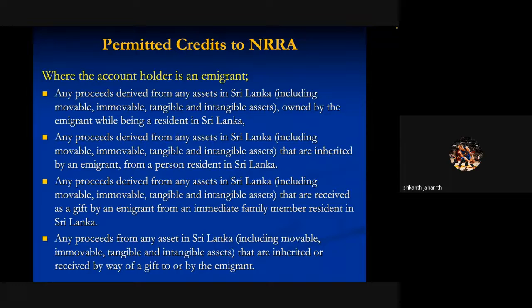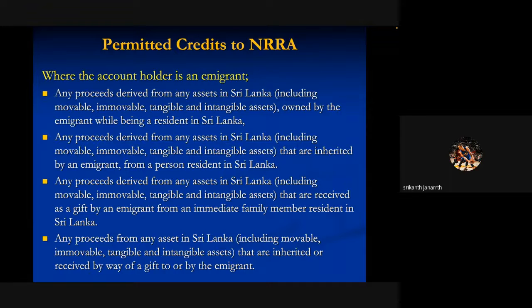Permitted credit to NRRA. Now we are talking about the non-resident rupee account, right? Where the account holder is an immigrant. There are two types, immigrant and company. Now you know. Any proceeds derived from any asset, including movable and immovable, owned by the immigrant, whatever assets when you are migrating, you put it to your rupee account. That rupee account now becomes an NRRA, right? So your own assets, maybe you inherited, the second one is inherited, or the third one is gifted by an immediate family member. All that can come as NRRA.